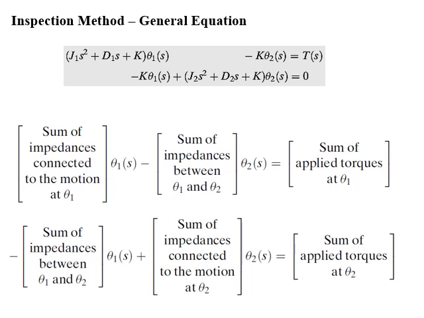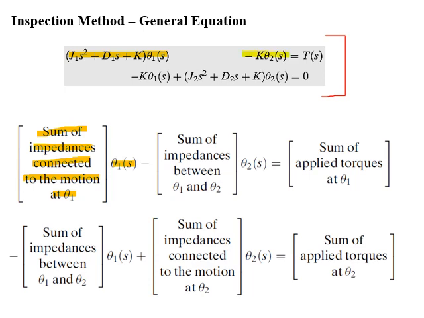Students, now we will study the inspection method to find the system of equations for a system with degree of freedom equal to 2. From the last example studied in the previous lecture, we have two equations for a system with degree of freedom equal to 2. If we look at the equation, all the impedances which are directly connected to the motion of theta 1 make the first part of the equation, which is the sum of impedances connected to the motion of theta 1 multiplied by theta 1 of s.